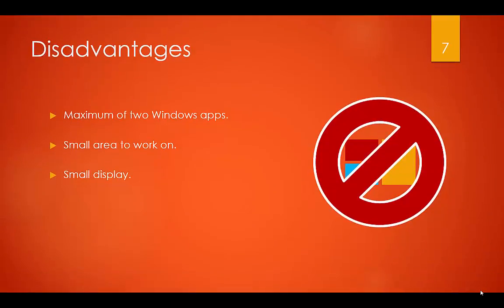The problem with using the Windows 8 Snap feature is that you can only run two apps at the same time. This may cause problems for some users who want to use more than two, such as, for example, weather, Microsoft Office, and surfing the internet. And since you're running two full applications covering the screen, you have a small area to work on, and you also have a small display showing the contents of the app.